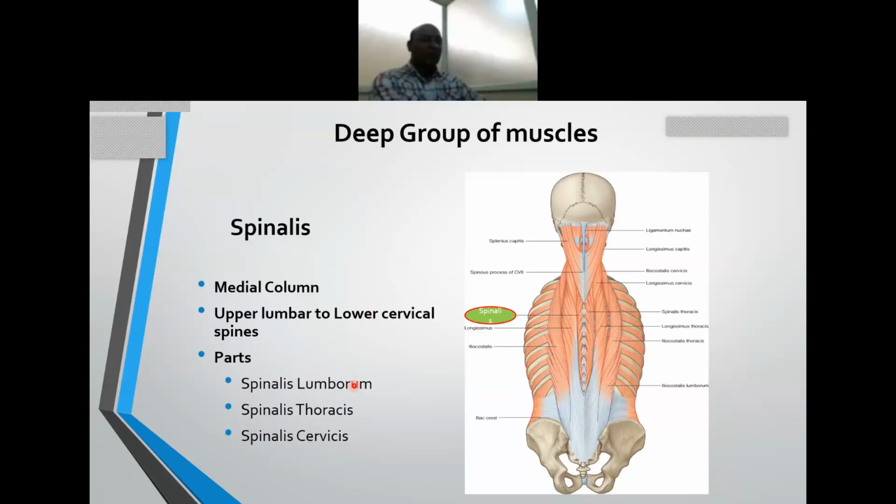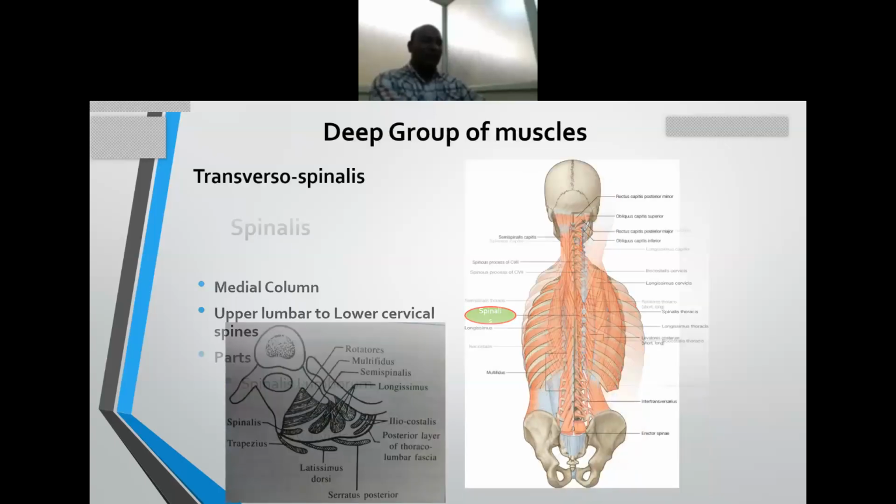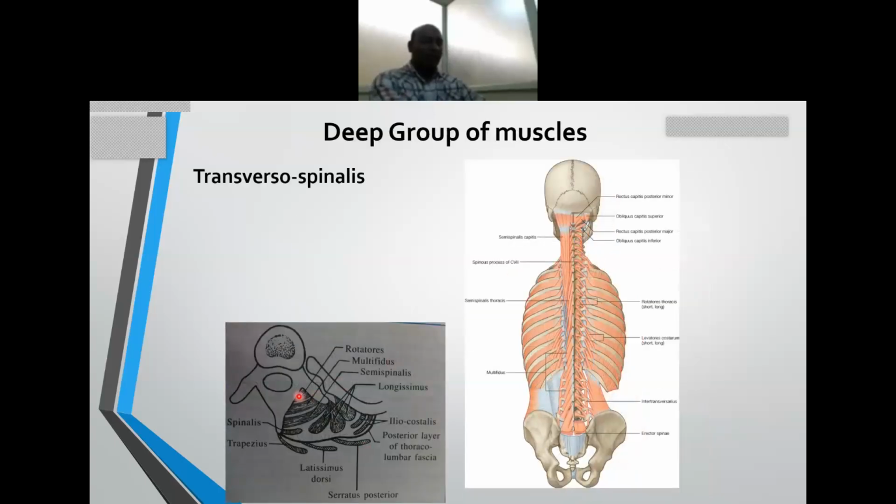And spinalis again has three parts: spinalis lumborum, spinalis thoracis, and spinalis cervicis muscles. Okay, so if you take this as the spinous process and the transverse processes, there is the body of the vertebra, and these are muscle fibers which are present between the transverse process and the spinous process. Okay, then the deepest muscles are the rotatores and the multifidus muscles.